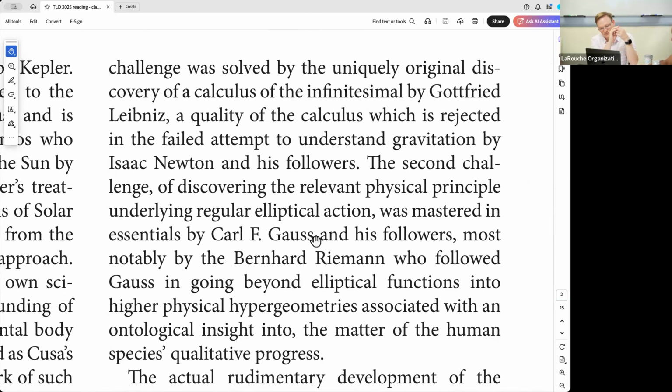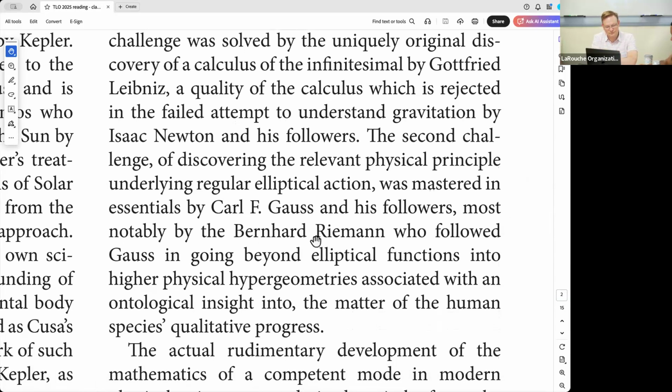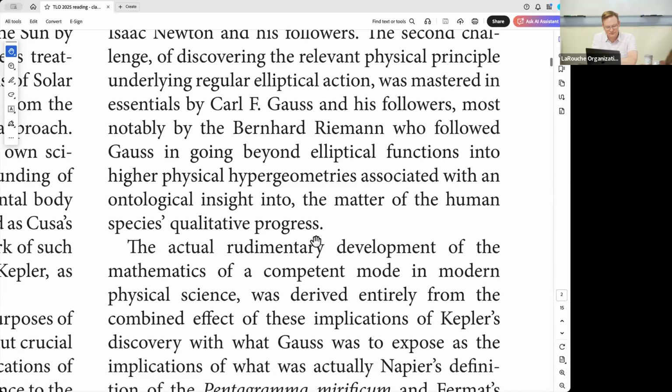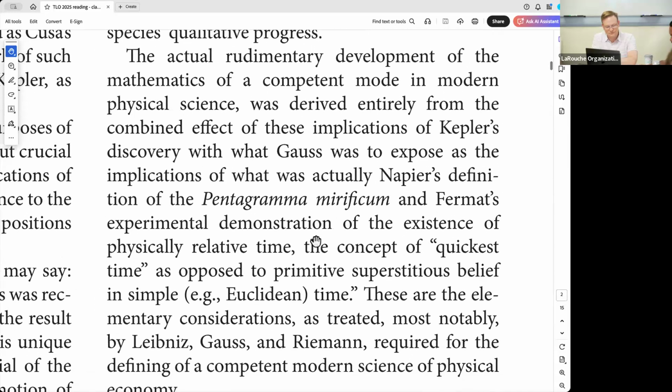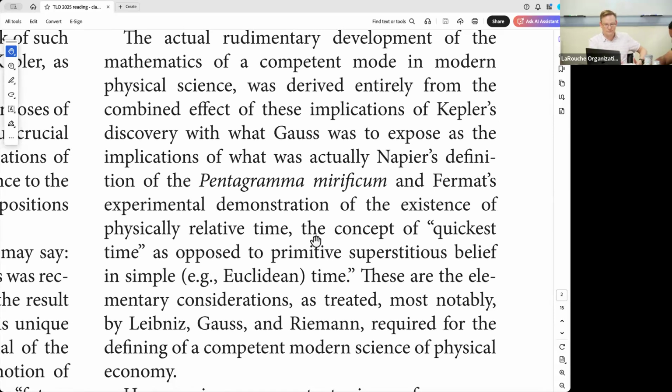most notably by Bernard Riemann, who followed Gauss in going beyond elliptical functions into higher physical hypergeometries associated with an ontological insight into the matter of the human species' qualitative progress. The actual rudimentary development of the mathematics of a competent mode in modern physical science was derived entirely from the combined effect of these implications of Kepler's discovery with what Gauss was to expose as the implication of what was actually Napier's definition of the pentagramma mirificum, and Fermat's experimental demonstration of the existence of physically relative time.